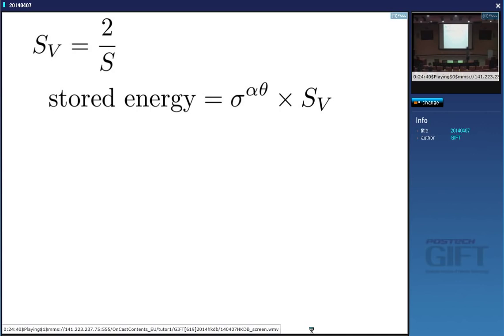So this is an additional cost that we have to pay. And since S_V is equal to 2 divided by the interlamellar spacing, we have a relationship between interlamellar spacing and the stored energy of a pearlite colony. Everyone happy with that?